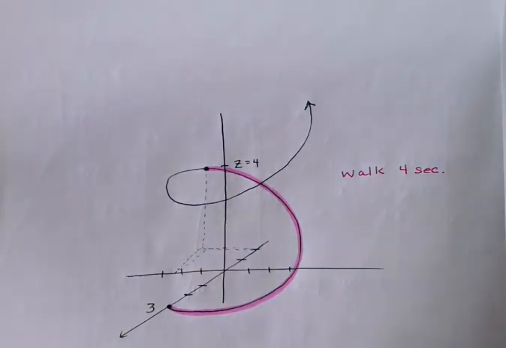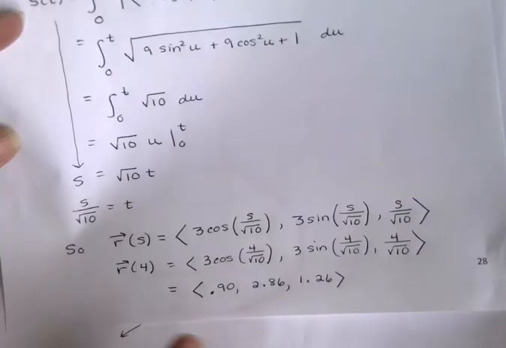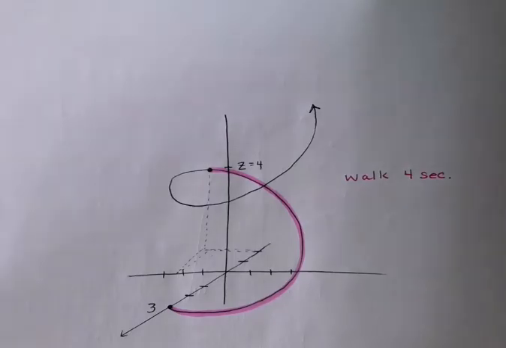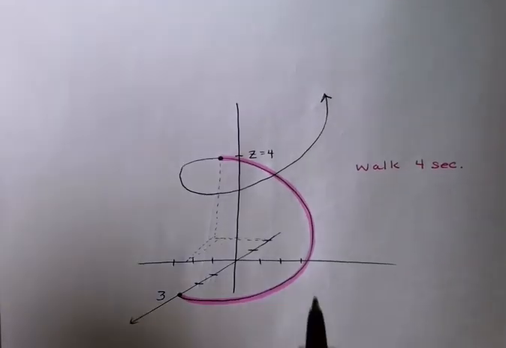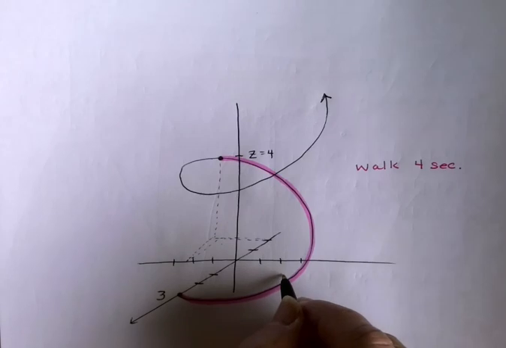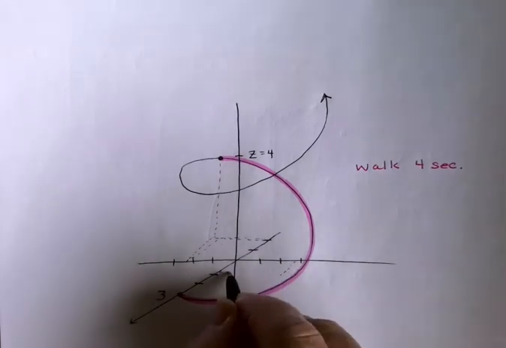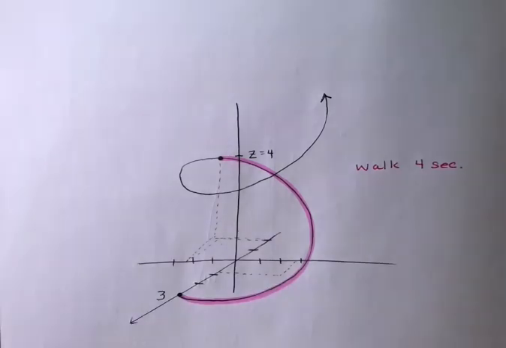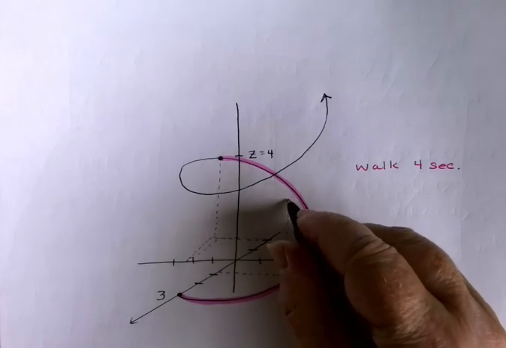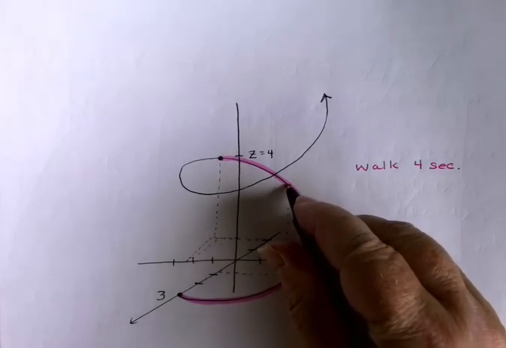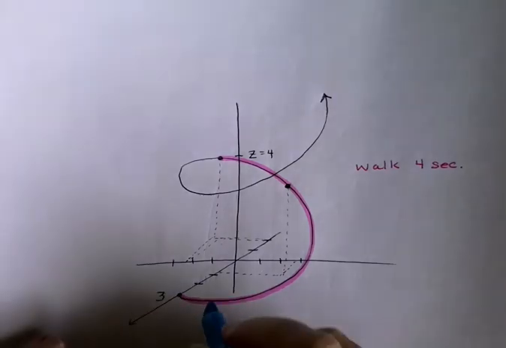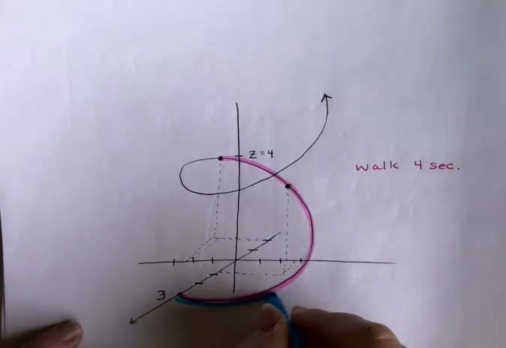Now, if I walk instead 4 meters, I was told that I'm going to end up at 0.9, 2.86, 1.26. So let's see, x is 0.9 about here, y is 2.86, so almost 3, maybe around there. And I'm going to be at roughly this point on my graph. And so if I walk for 4 meters, I'm going to follow this path.